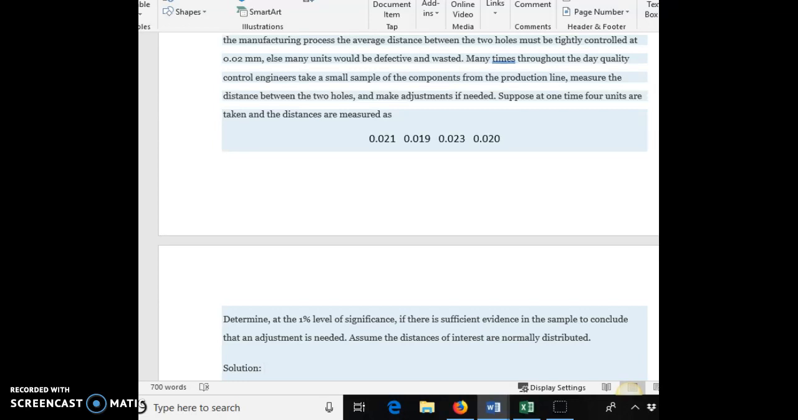Okay, so first, let's note that the average distance needs to be 0.02. So that's going to be our null hypothesis. Anything that's really not 0.02, so whether it's too close together or too far apart, is going to be bad. So we really want our alternate to be not equal to 0.02.